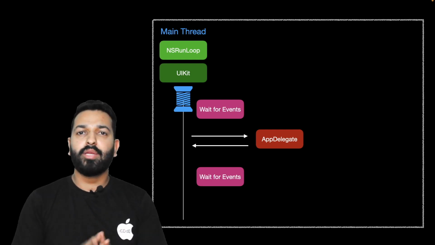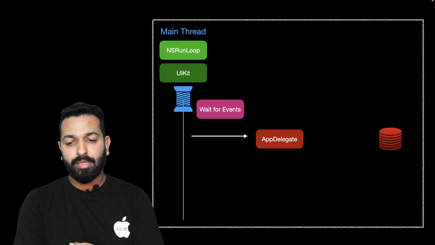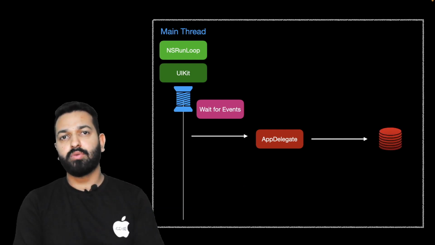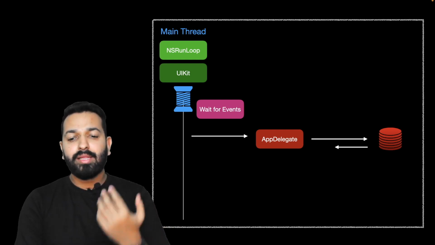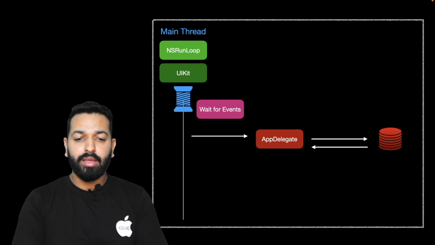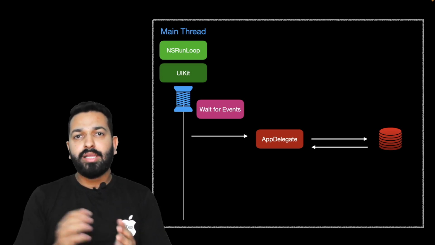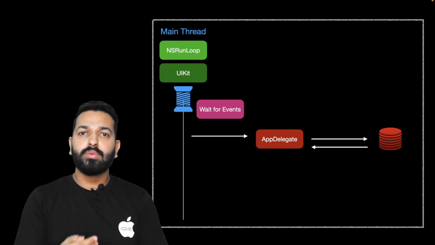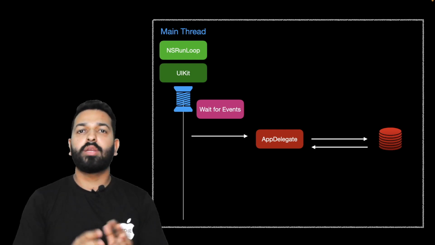Now imagine a scenario where your app delegate requires some data from a database. So you will call the necessary methods of the database to fetch the data, and that will be done from the app delegate. Till this process completes, your main thread is busy performing these actions, and hence it won't be in a state to listen for any events. So if your user tries to tap anything on the screen, or perform any user interaction, your app won't respond.